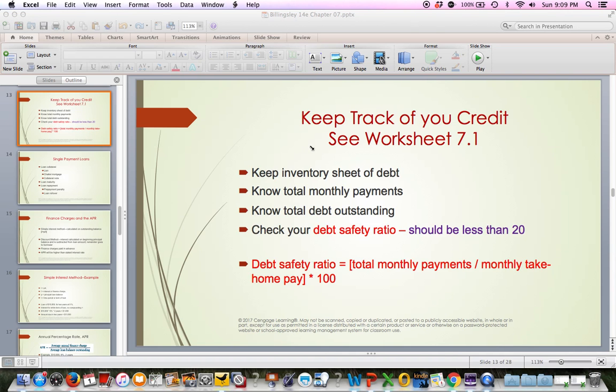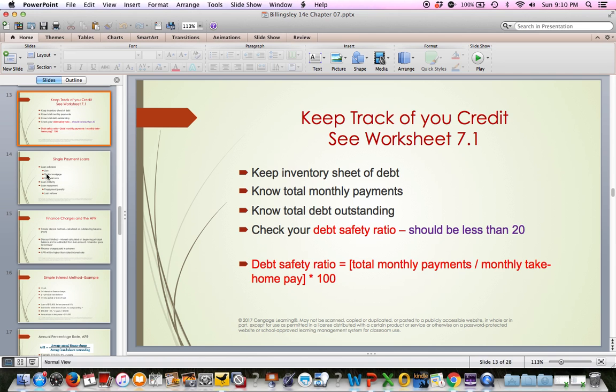We just keep inventory of your debt. And then, of course, it checks your debt safety ratio, which should be less than 20%. So ideally, that is less than 20%, which is your monthly payments divided by your take-home pay. That computes your debt safety ratio.